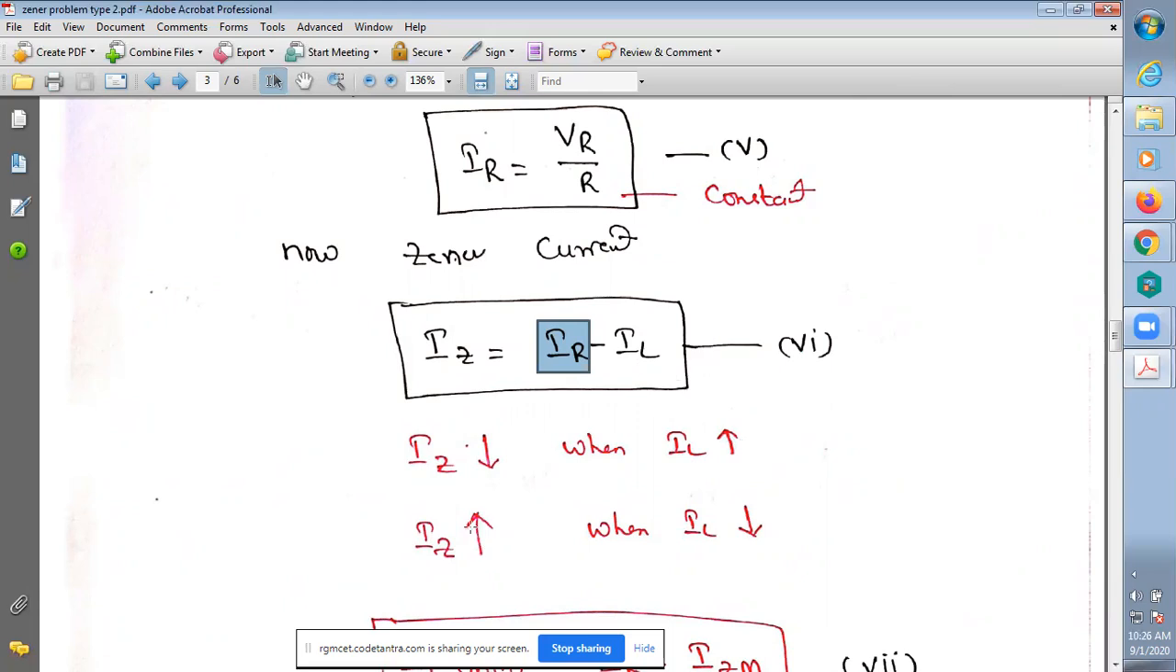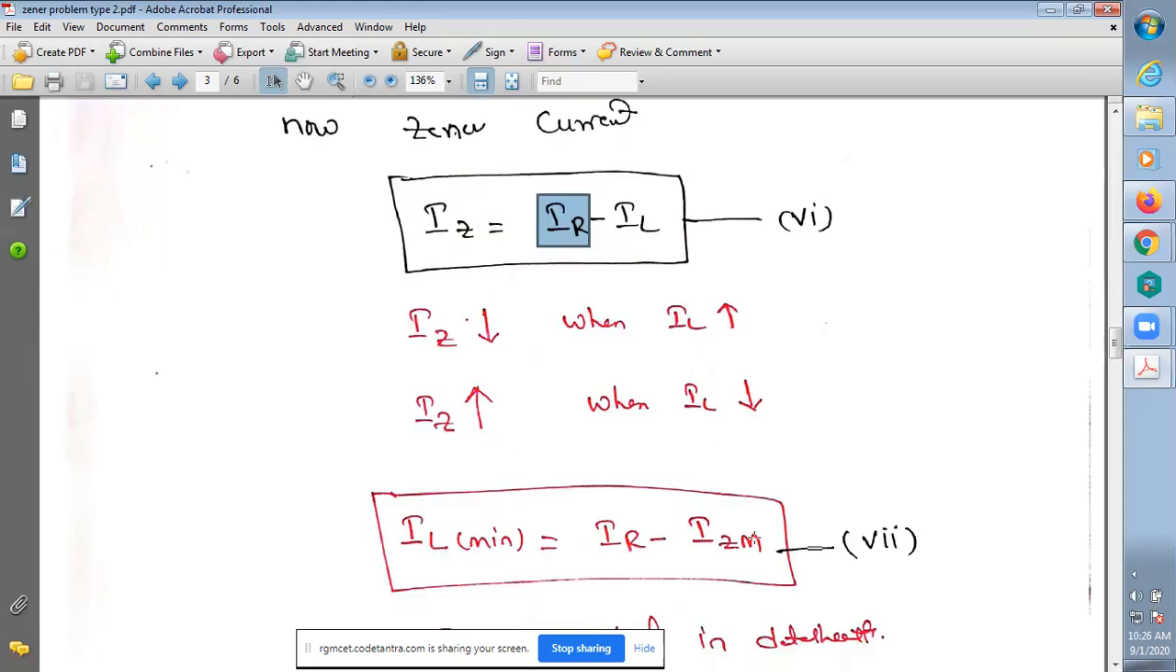When IZ is maximum, Zener current is maximum, and load current is minimum. Remember these two conditions. Why? Because IR is constant. Once the current through the resistor is constant, the relation between IZ and IL is that if IZ decreases, compulsorily IL increases. Suppose IZ increases, then compulsorily IL decreases.